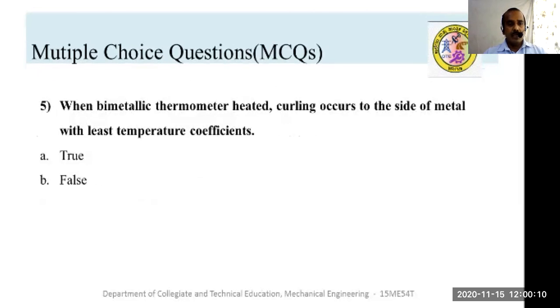Question number 5. When a bimetallic thermometer is heated, curling occurs to the side of the metal with least temperature coefficient. True or false? It is true because a bimetallic thermometer, when heated, curls to the side of the metal with least temperature coefficient. Number of curls will be proportional to the temperature applied.